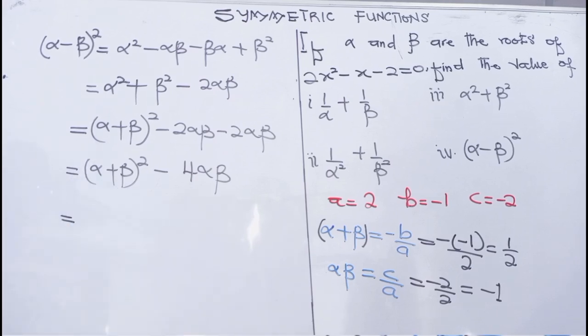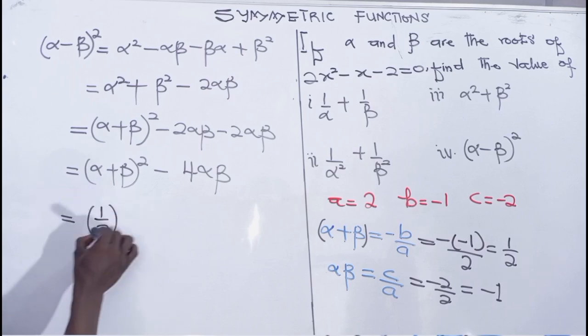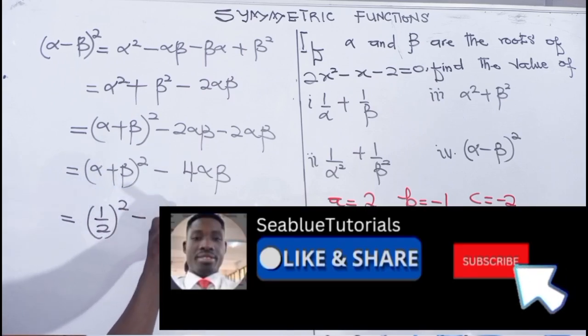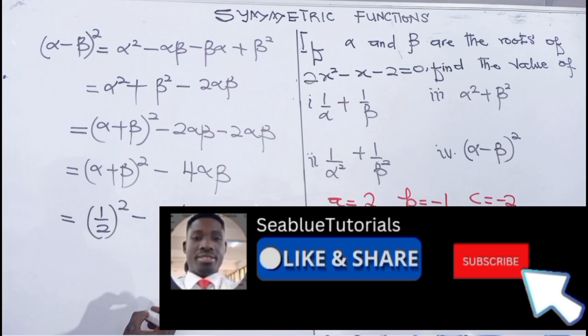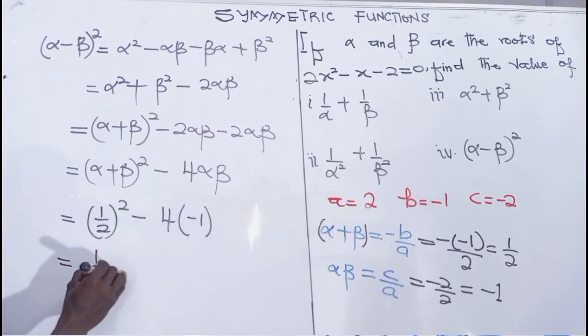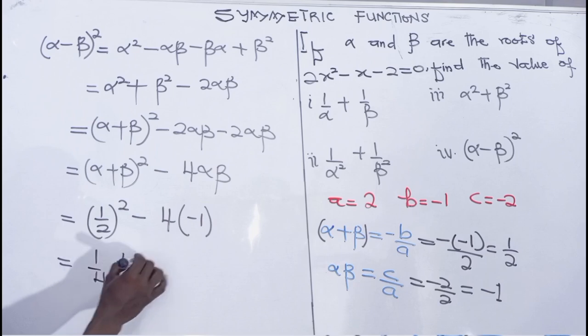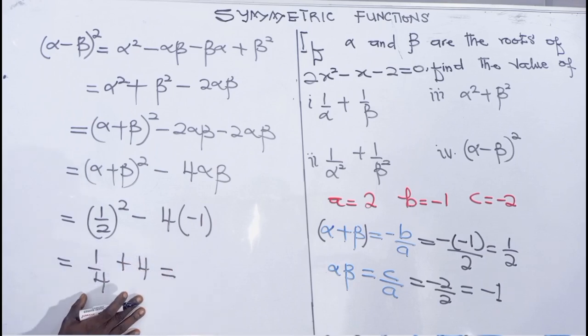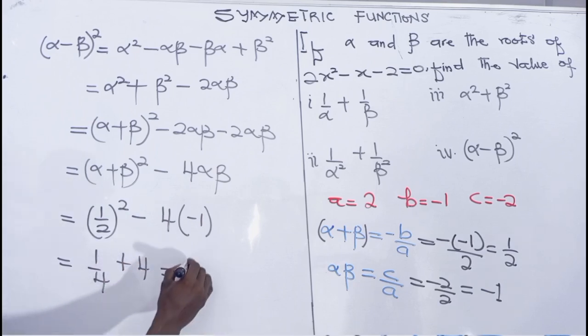Alpha plus beta, we have 1 over 2, squared, minus 4 alpha beta, we have minus 1. This is giving us 1 over 4, plus 4. And when you simplify, you are going to get 17 over 4.